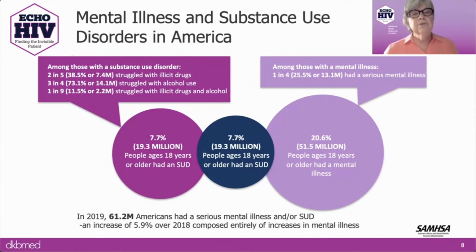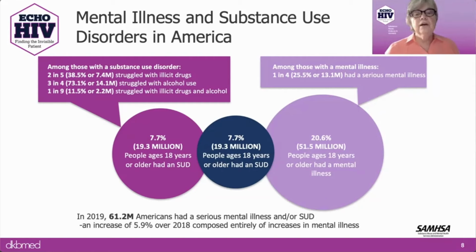We know that mental illness and substance use are major problems for individuals in the US. This is data from SAMHSA, and it shows that in 2019, over 61 million Americans, men and women, had a serious mental illness and/or substance use disorders. This was an increase over the statistics for 2018, which was composed entirely of increases in mental illness.